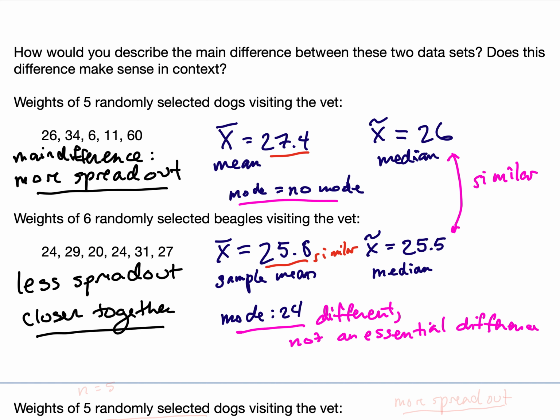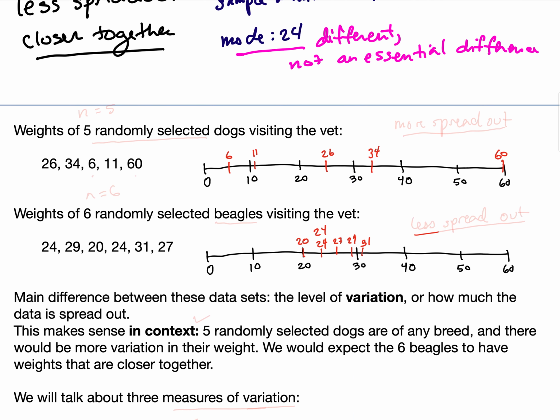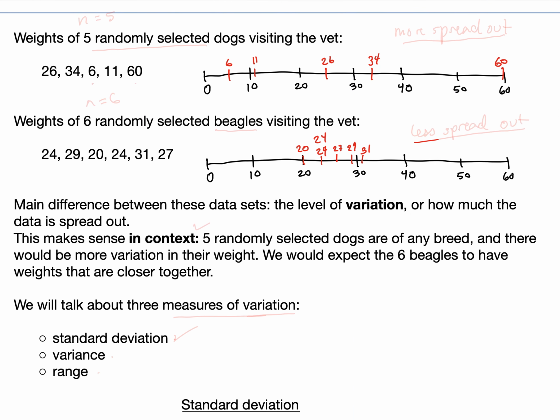They are closer together. So we said that the main difference between these two data sets is the level of variation, or how much the data is spread out. We saw that this data is more spread out, and this data is less spread out. It's more clustered together.